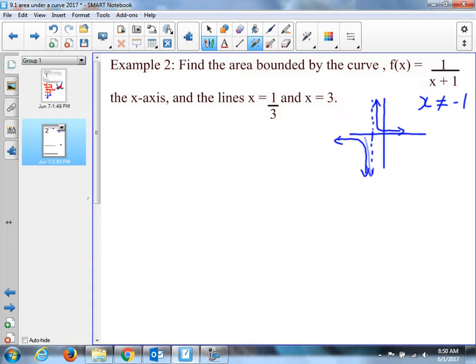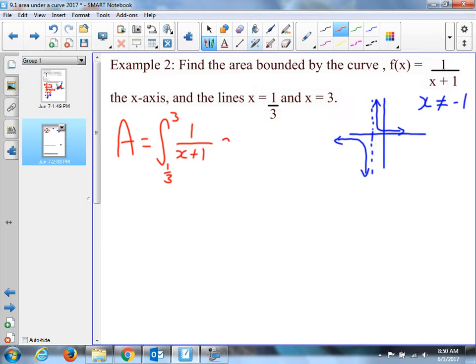That's something to keep in mind. So we want the area A from lower bound 1/3 to 3. They're both positive, so this is good. The integral of 1/(x+1) dx. I don't need a bracket on this because the fraction implies a bracket around the denominator. How do you know which ones we're talking about? Lower to upper, higher number on the top, if you're doing an area. Is that what you mean?